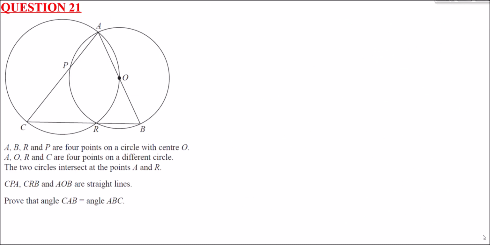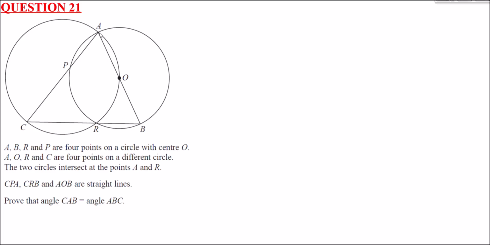Here we are, the final question of the entire paper. And what do you know, it's a circle theorems type question, the dreaded circle theorems. So we've got two overlapping circles, and we're told that A, B, R and P are 4 points on a circle with centre O. So this smaller circle, and also A, O, R and C are 4 points on a different circle, this bigger one over here to the left. The two circles intersect at A and R. CPA, so this straight line here, CRB at the bottom, and AOB are all straight lines.